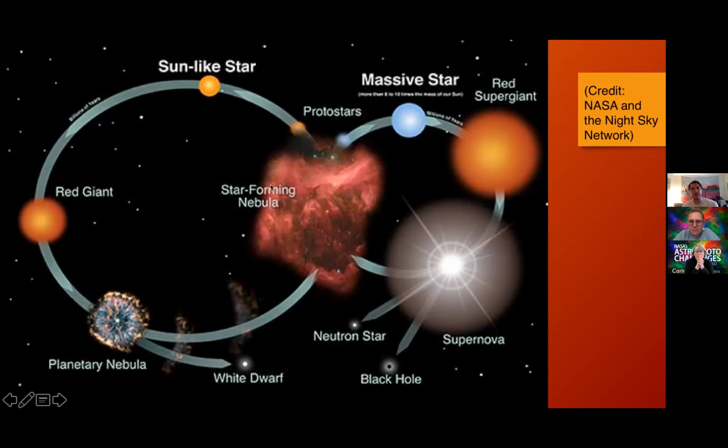And then the cycle kind of continues. The gas from there forms into another nebula, starts to condense down. You can see it just kind of cycles through.